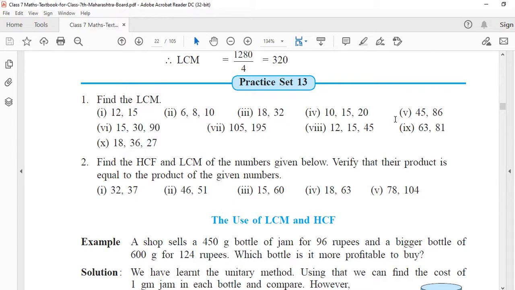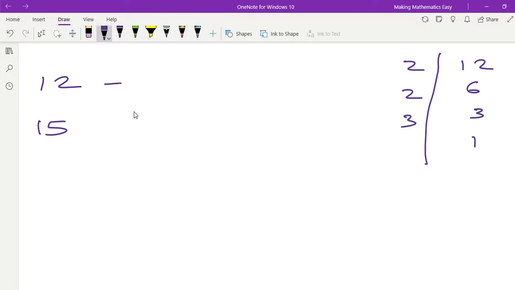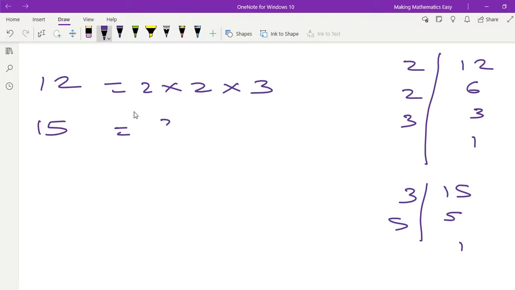So we have to find the LCM of 12 and 15. We have to find it using the prime factor method. Firstly, we will have to find the prime factors, since we are finding LCM by the prime factor method. So we have to find the prime factors of 12 and 15. This will be 2 6s are 12, 2 3s are 6, and 3 1s are 3. So the prime factor of 12 is 2, 2 and 3. Okay. Similarly, we will find the prime factors of 15, which is 3 5s are 15 and 5 1s are 5, which is 3 into 5.